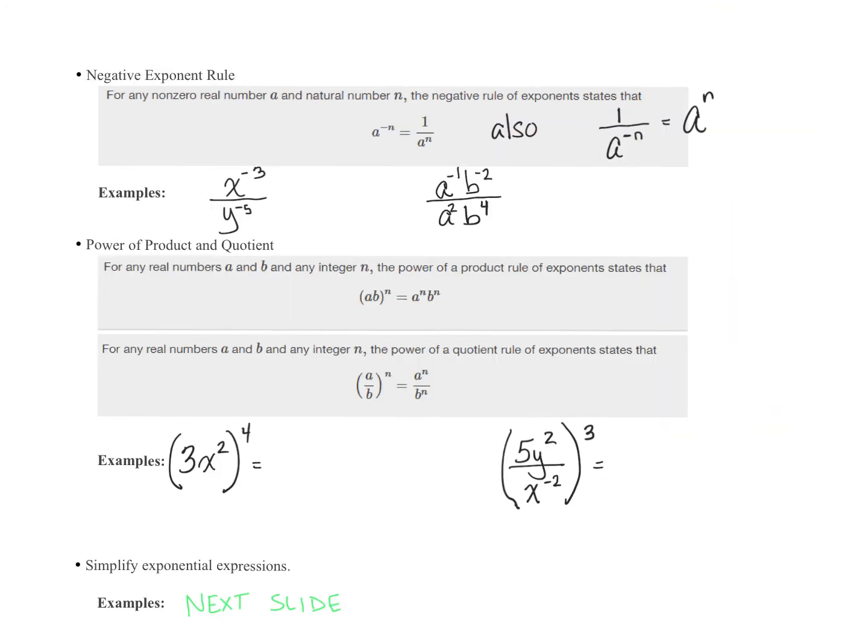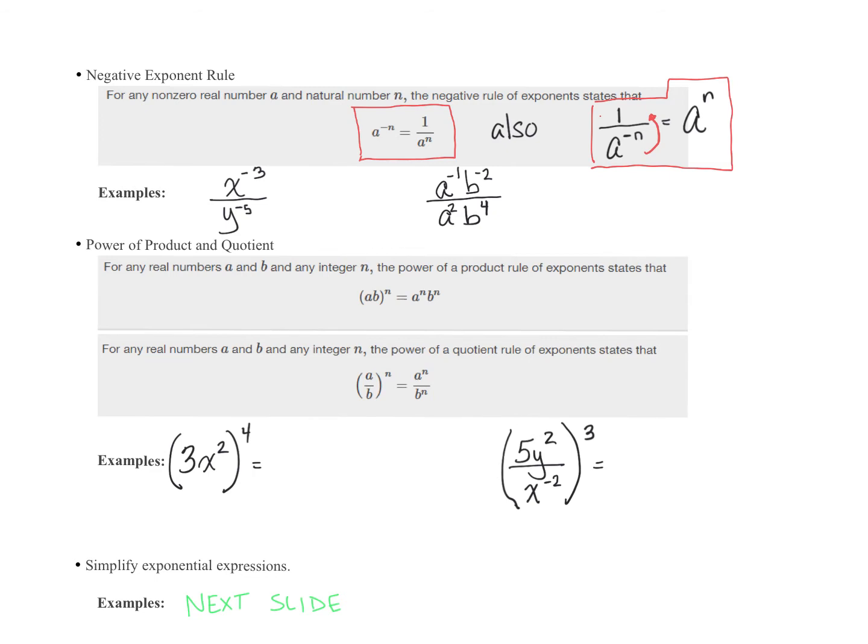Just a couple more of these exponent rules. The first one is the negative exponent rule, and it says if you're going to raise a base to a negative exponent, you can make that into a fraction and move that down with a positive exponent. It also works the other way. If you have a negative exponent in the denominator, you can move that to the numerator of a fraction and make it positive.